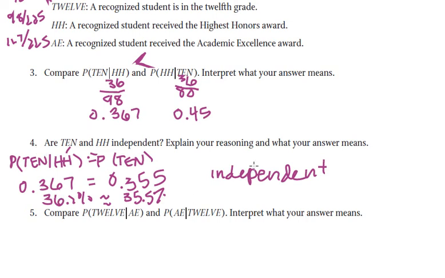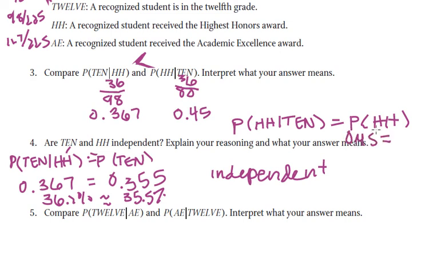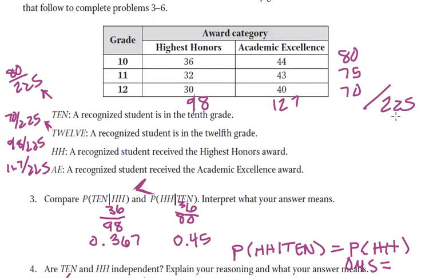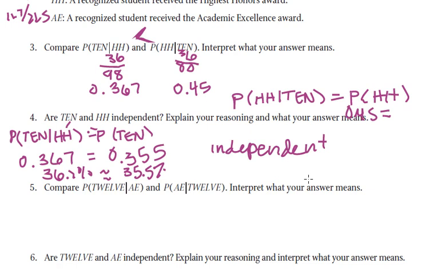And if you look at that the other way, the probability of HH given 10 would be the same as the probability of HH. Well, the probability of HH given 10 was 0.45, and the probability of just highest honors was 98 over 225.